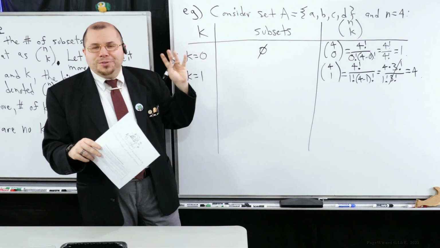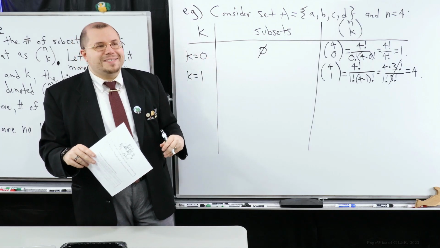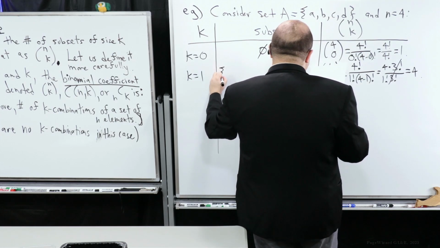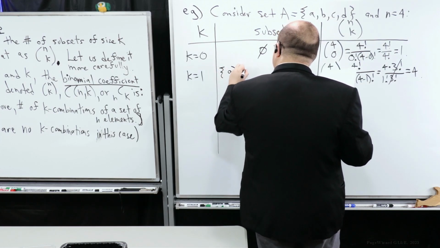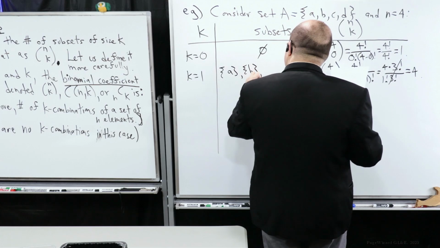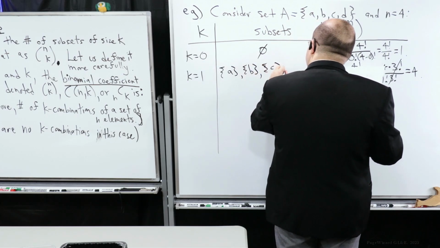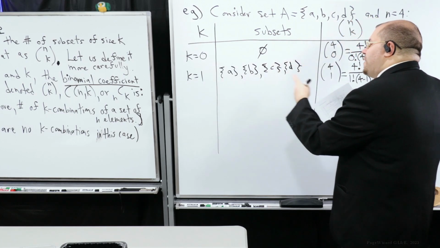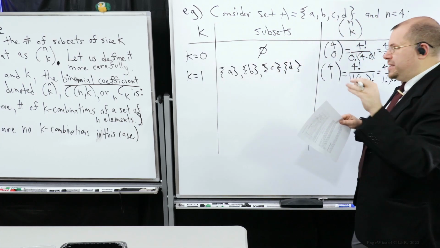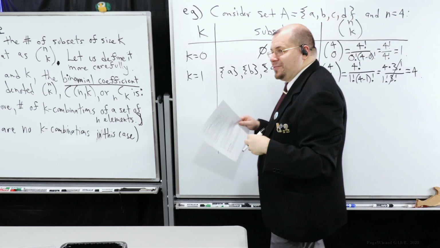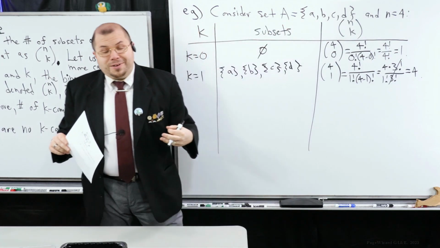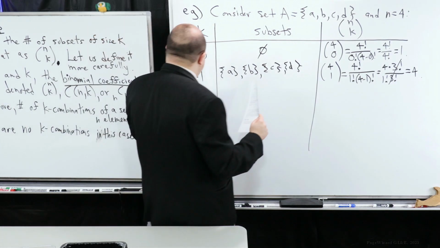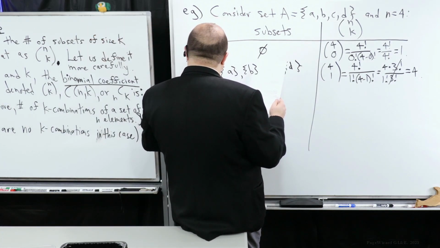So what are the 4 subsets? Well, let's see. We've got A, B, C, and D, right? So it should just be the 4 subsets, where I pick off one of the elements for each. Right, that's it. So that's k is equal to 1. Not very interesting. Okay, let's look at k is equal to 2 then.